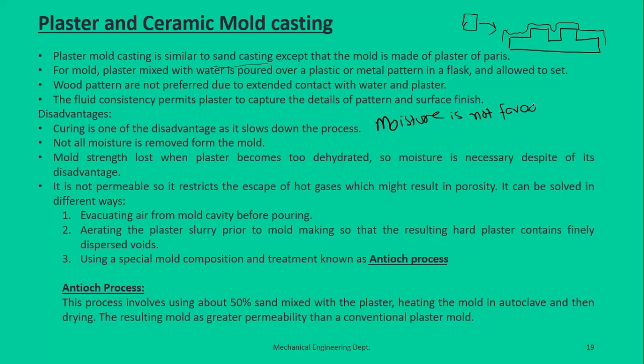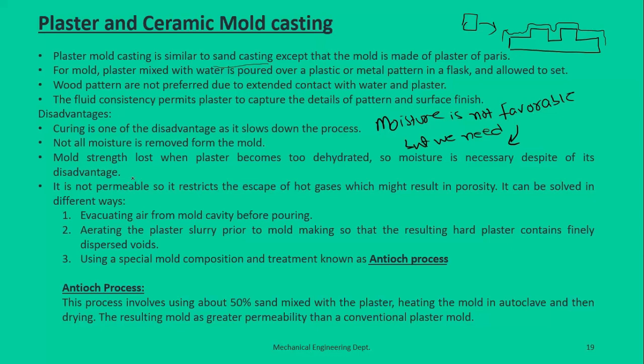is not favorable. The moisture is not favorable for our product. But in this case we do need the moisture in our mold material. Why is that so? We know why moisture is not favorable, but why do we need the moisture in our mold material? Because once it becomes too dehydrated, if we remove so much amount of the moisture, the plaster will ultimately lose its strength and it is a possibility that it will fracture.